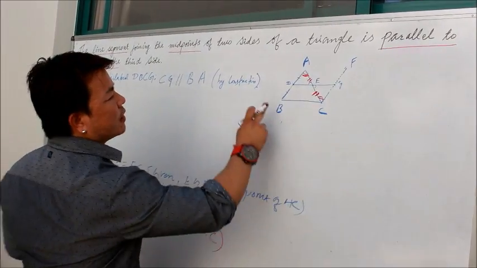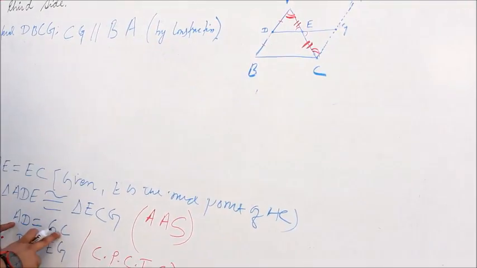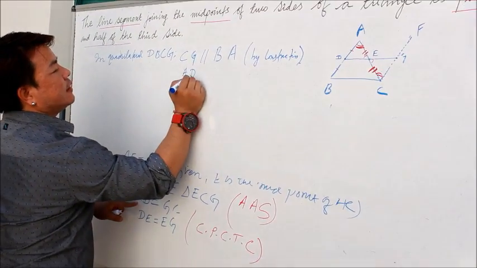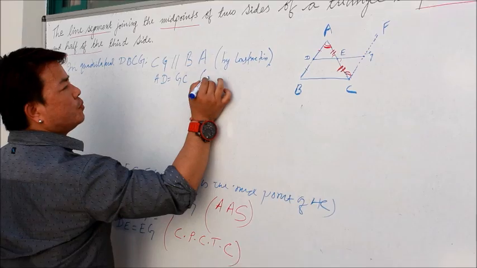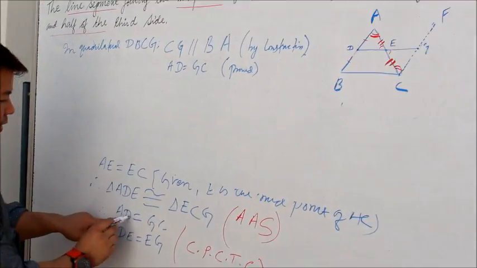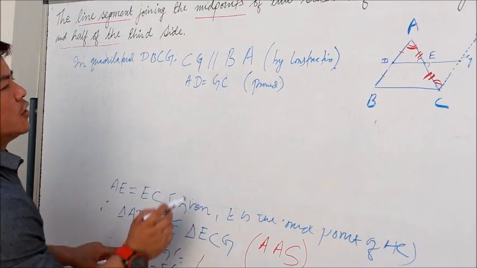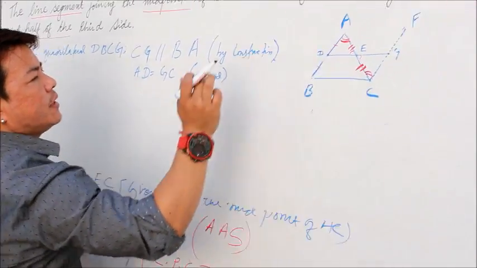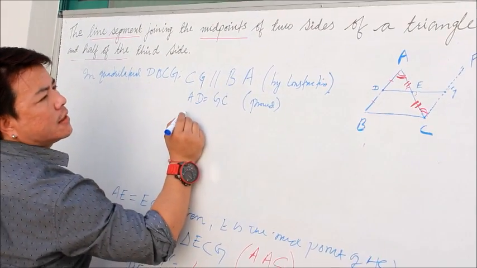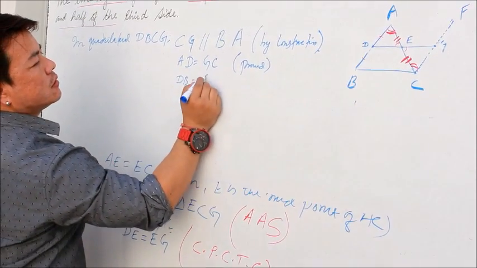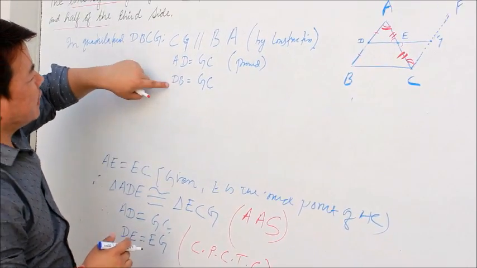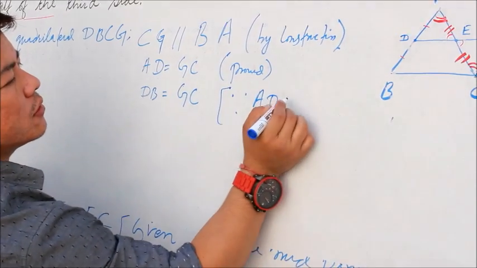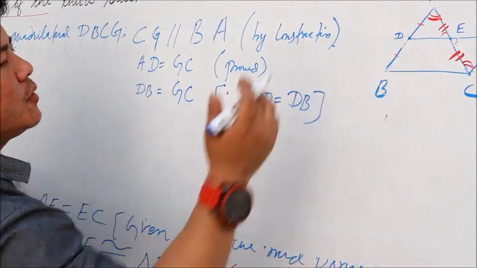And another one. Now AD is equal to GC. It's already proved here. So now in place of AD, what can you write? AD is equal to DB. So you can write DB in place of AD, DB equals GC. Why am I writing DB instead of AD? Since AD equals DB, because D is the midpoint of AB.